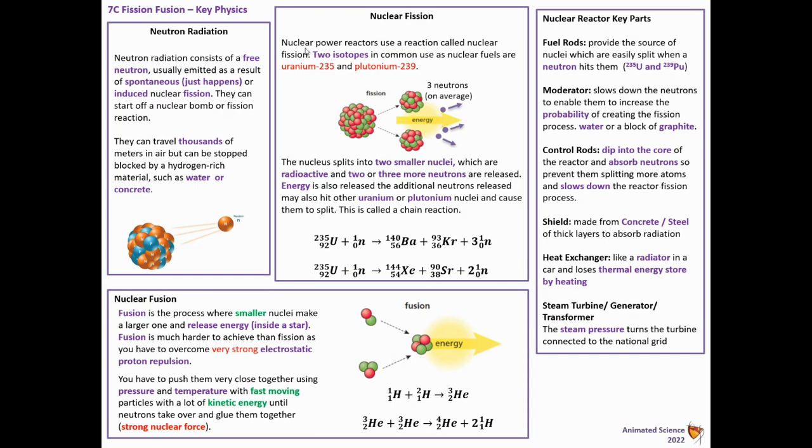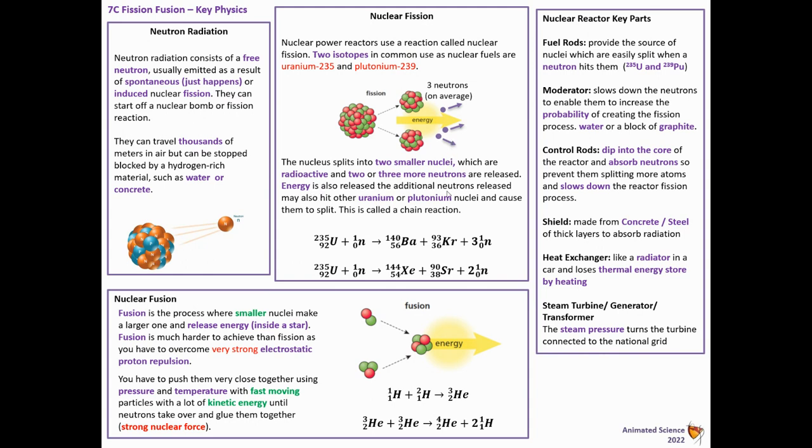So what's the use of all this? Well, in a nuclear power reaction, we use a reaction called nuclear fission. Two isotopes in common use for nuclear fuels are uranium-235 and plutonium-239, which you should know. The nucleus splits into two smaller nuclei, often krypton and barium. So there's a ratio of about 2/5 to 3/5 in the split. They are radioactive. They release generally 2 or 3 neutrons, which are released into the environment.